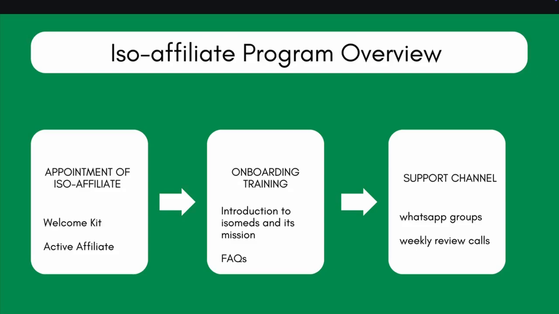Basically, a welcome kit is sent to affiliates that are active and have placed one or two medicine orders. After that, we do an onboarding training. Onboarding is basically where we collect all of your documentation, such as Aadhaar card and bank details, in which you will get the commission, and an introduction to Isomeds, what we do and how we do it. And this training that you are reading, and frequently asked questions.